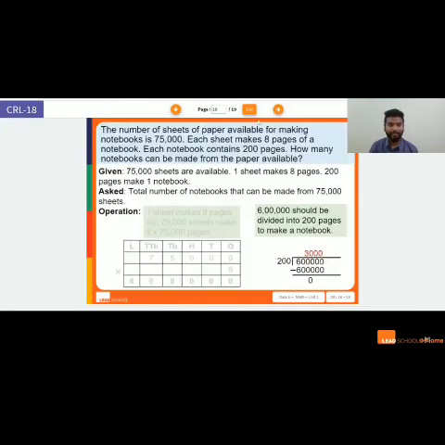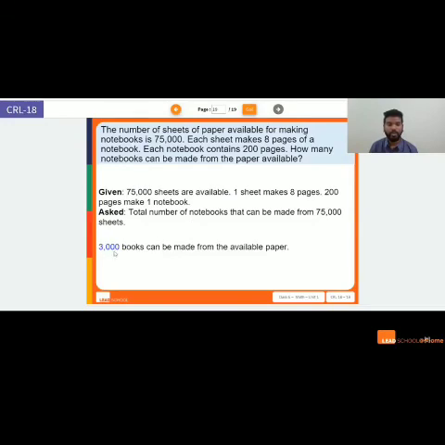My second step, I know the total number of notebooks that can be made from 75,000 sheets. Okay, now for the second part of the question, I will divide my 6 lakh total pages by 200 pages to make one notebook. So I will divide my 6 lakh by 200, which gives me an answer of 3000. So 3000 books can be made from the available paper. Alright, this has a double step. So this is a higher order thinking question.